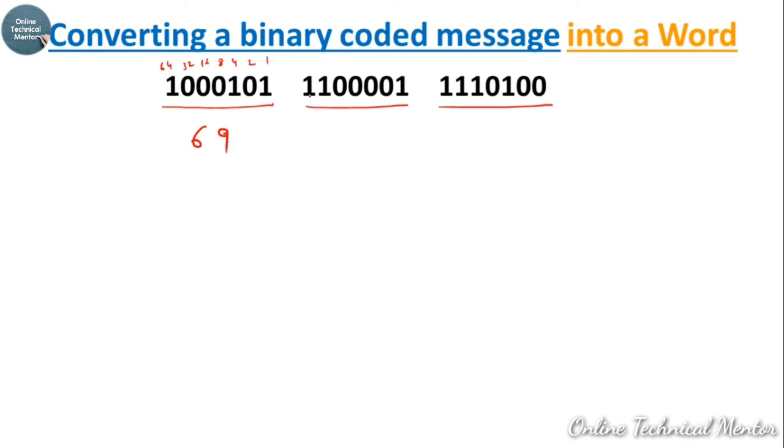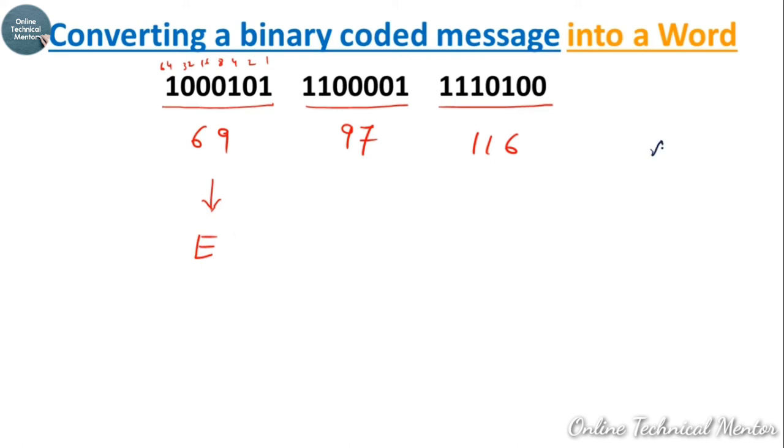And convert this number, 1100001. If you convert it like this, you will get 97. And 1110100. In the same way, convert it into decimal. So it will become 116. These decimal numbers are nothing but the ASCII value of some character. So what does the 69 signify? 69 represents capital E.